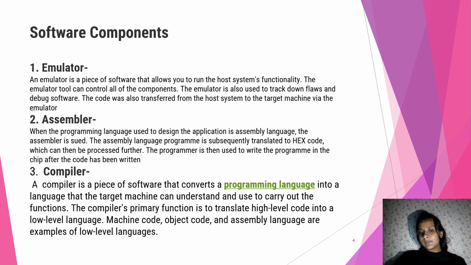Compiler. A compiler is a piece of software that converts a programming language into a language that the target machine can understand and use to carry out the functions. Now, the work of a compiler is a kind of translation. It translates any high-level language which we write, the programming language which gives the instructions, into machine language through the compiler. The compiler's primary function is to translate high-level code into a low-level language. Machine code, object code, and assembly language are examples of low-level languages.